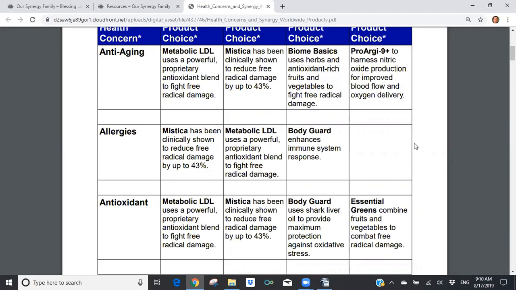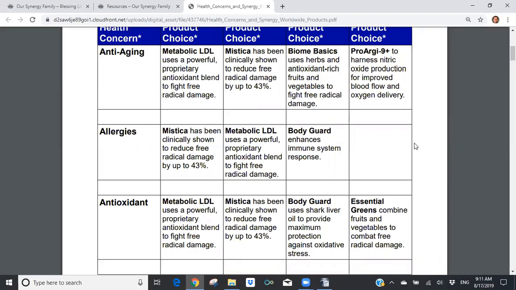And so in this case, when we come back to antioxidants, I go back basically to Metabolic LDL, Mystica, and then again, that Bodyguard product is an excellent product for helping to boost your antioxidant levels to both improve your immune system as well as to help you with regards to the antioxidant component that you need. And then Essential Greens is also a great product because of its combination of fruits and vegetables that will help to fight, again, free radical damage.